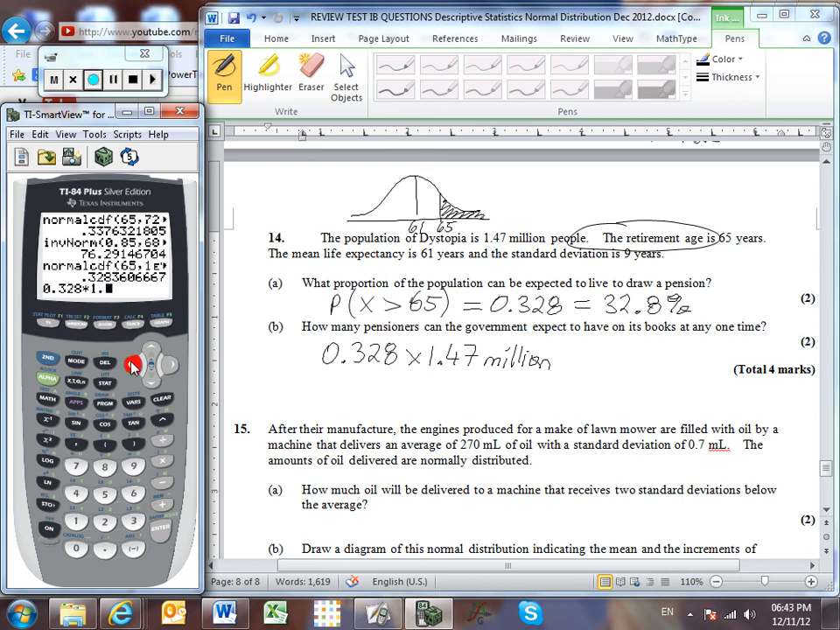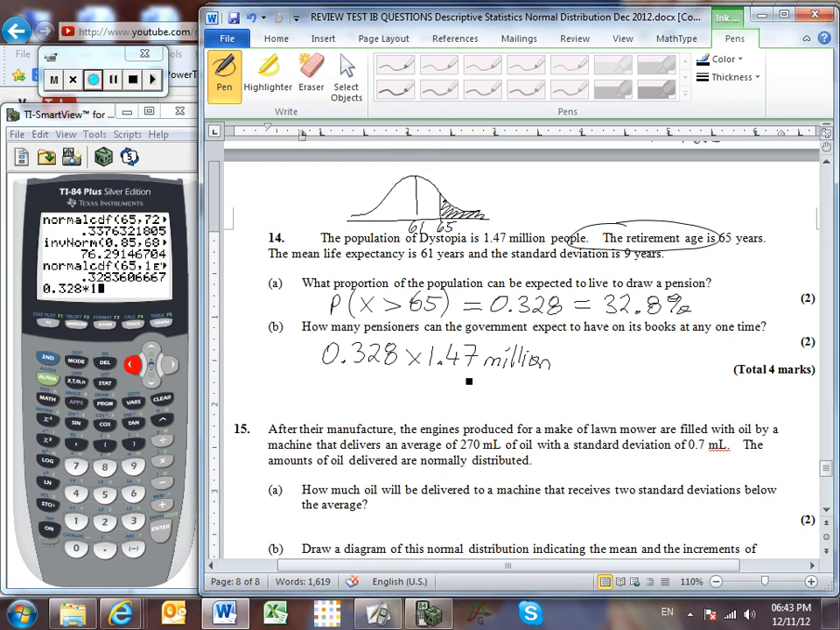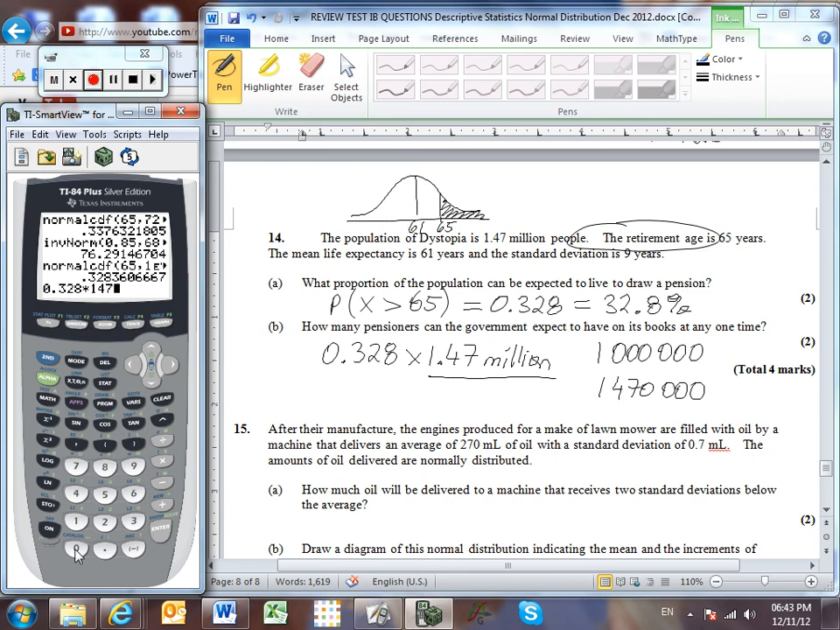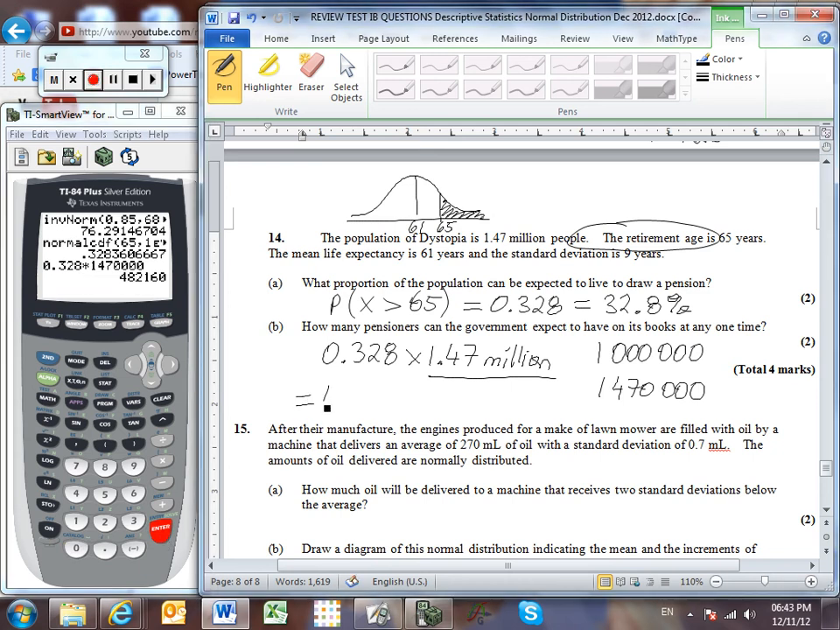Now, let's figure out what 1.47 million is then. So I've got 1 million would be this many, so 1.47 million must be this many. And so I've got 1,470,000, and that will be the total number of pensioners. There'll be about 482,160 pensioners. Let's include the units at the end.